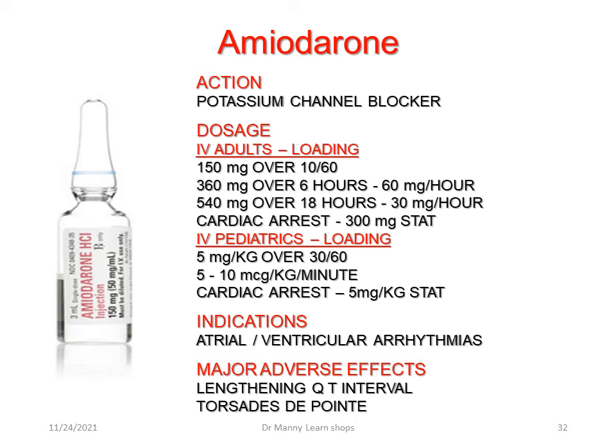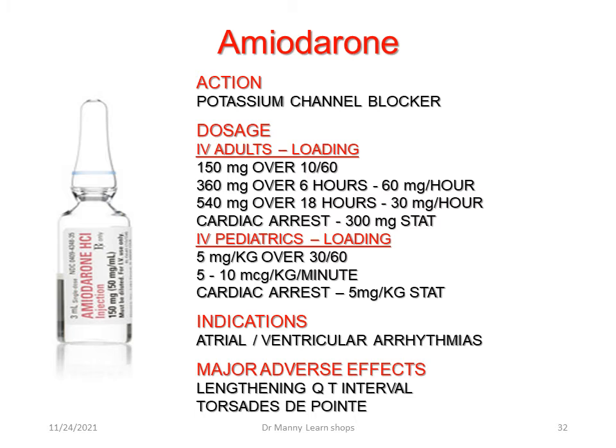Now the dosage depends. However, typically 150 milligrams over 10 minutes, then continued with 360 milligrams over 6 hours, at 60 milligrams per hour. This is an infusion. Then 540 milligrams over 18 hours, which is 30 milligrams per hour. In cardiac arrest situations, it's 300 milligrams stat. In pediatrics, you can see what the dose is, but remember, it's according to your organisational policy. These are recommendations from the American Heart Association.